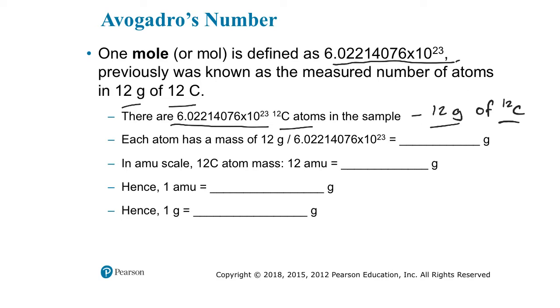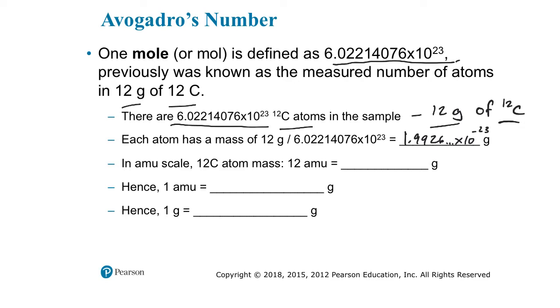So if each atom has a mass of 12 grams exactly, or near exactly, divided by Avogadro's number, then that gives us, if we do 12 divided by 6.02214076 times 10 to the 23, if we do that arithmetic, that works out to be 1.9926, and you can write more down if you want, times 10 to the minus 23 grams. So in the AMU scale, the way this works out.